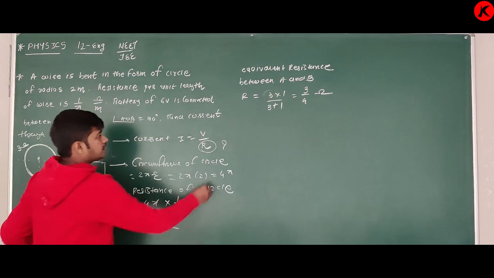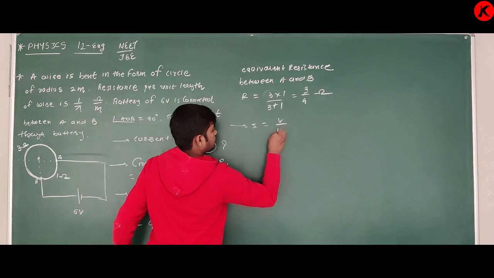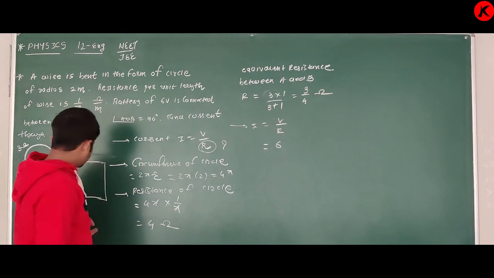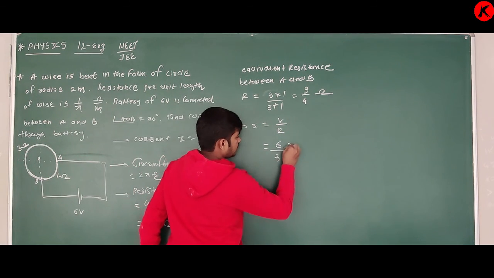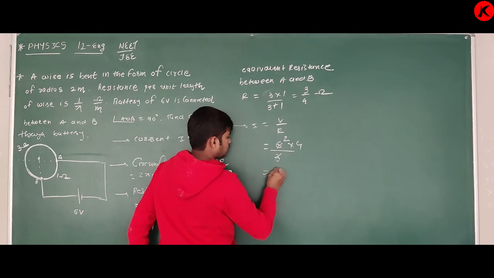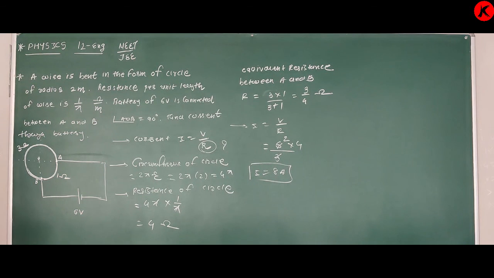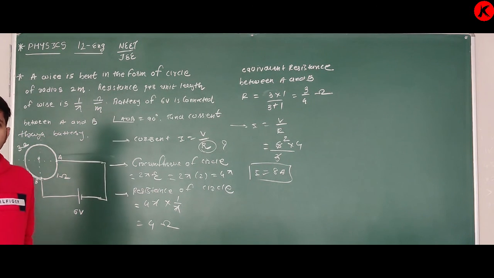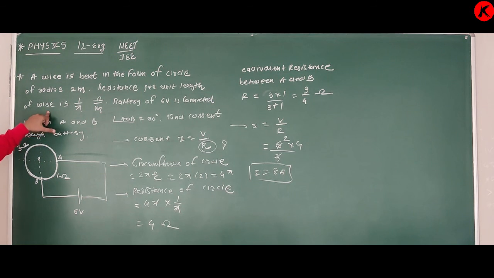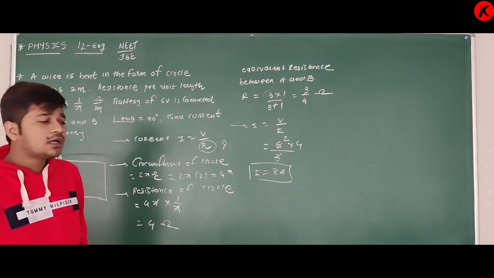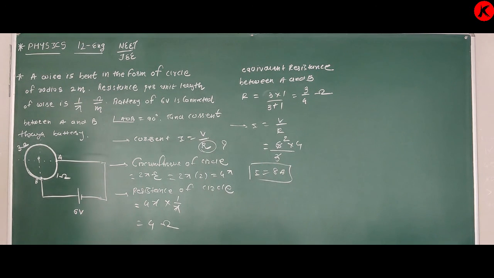Now you have to find the current. So current I is equal to V upon R. V is 6 volt and R is 3 by 4. So 6 into 4 by 3, it is 8 ampere. So here I is equal to 8 ampere. Clear? So you have to understand the meaning of this statement, that is, resistance per unit length of wire is 1 upon pi. Clear? So this one is a question based on Ohm's law.